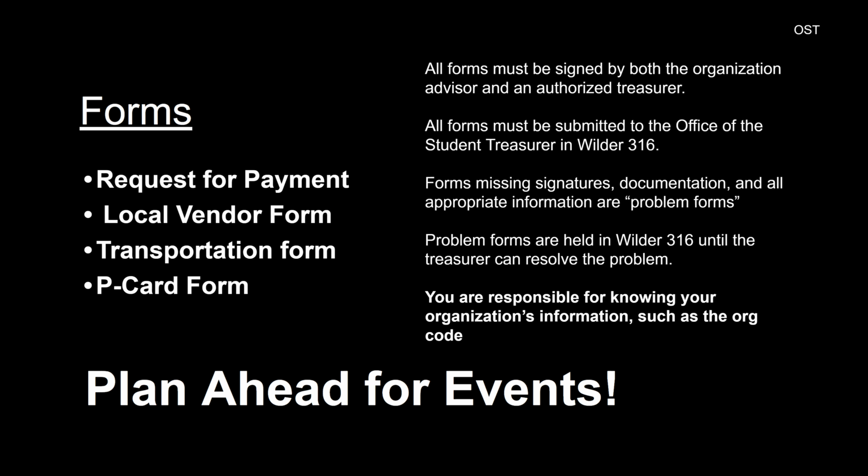So there's the request for payment, local vendor form, transportation form, and P-card form. The ones you're going to use the most are going to be request for payment and P-card forms. All your forms must be signed both by the organization advisor and your authorized treasurer. Authorized means that you went to one of these great virtual trainings. And if you are not the authorized treasurer, you won't be able to use your funds.